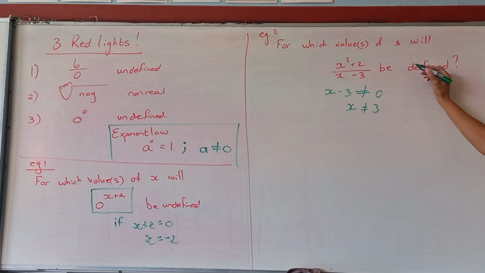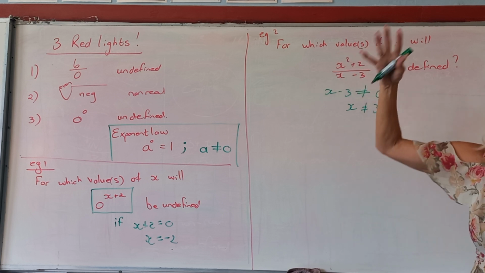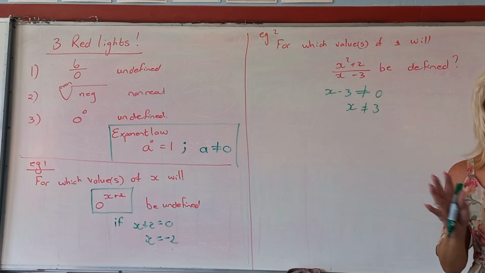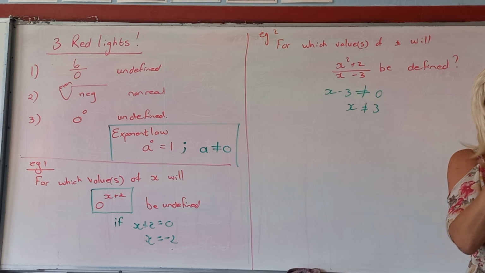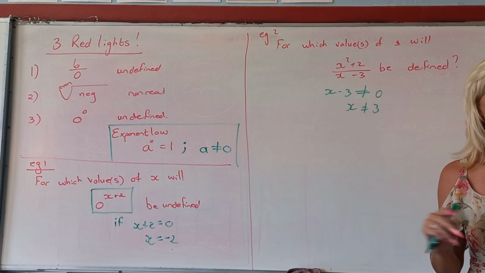So if the question said undefined, you would say for x equal to 3. What about the x squared plus 2 at the top? Nothing. It's got nothing to do with the thing being defined or undefined. And those are the three red lights.